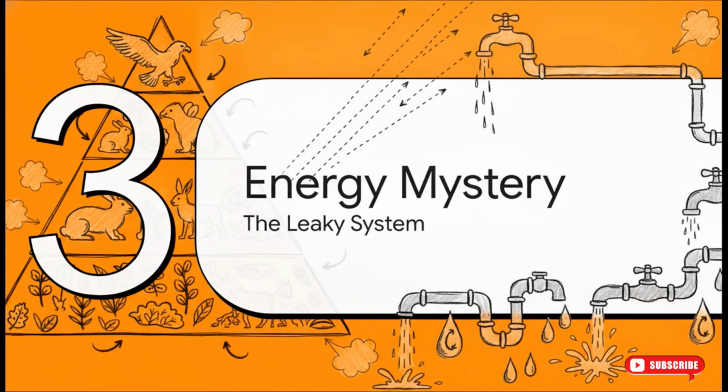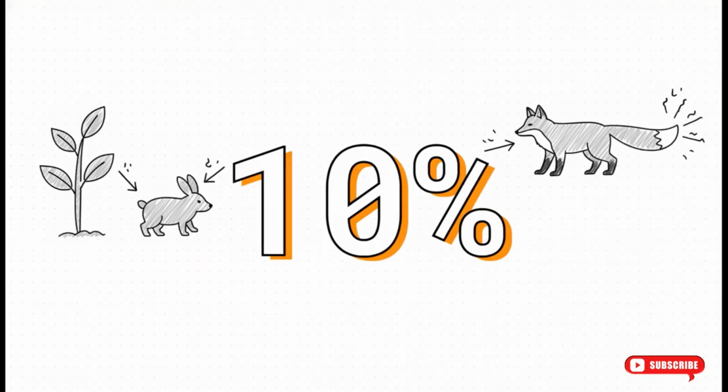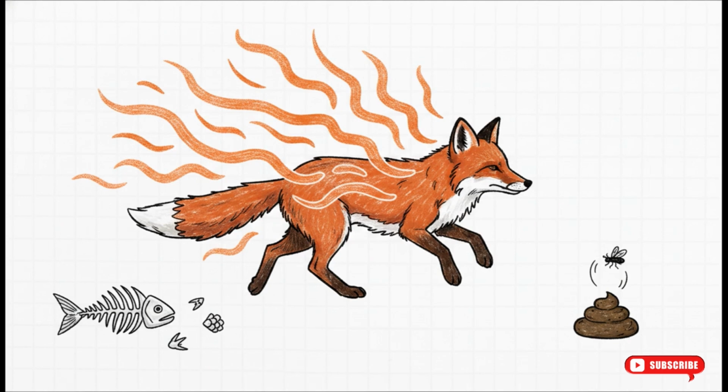Which brings us to Section 3. The disappearing energy mystery, the leaky system. We start with this massive, solid foundation of plant biomass at the bottom. But by the time we actually reach the top predators, the pyramid shrinks down to almost nothing. Why? Because of this one jaw-dropping number, 10%. When one organism consumes another, only about 10% of the energy available at the lower level is actually converted into new biomass at the next level. That means an astonishing, mind-boggling 90% of the energy is completely lost from the food chain with every single step up. So, where on Earth does that massive 90% actually go?